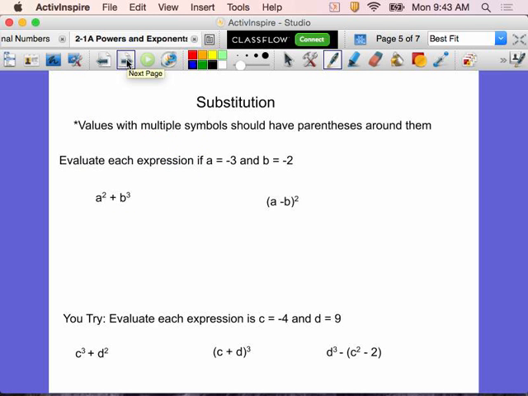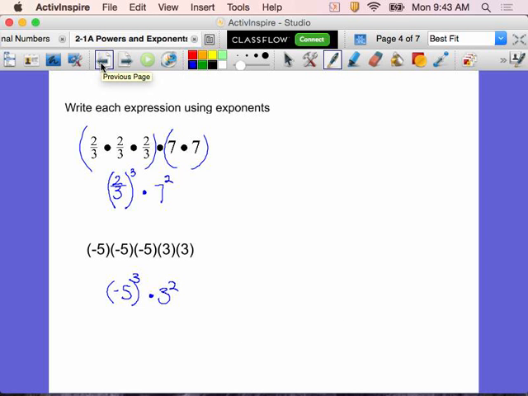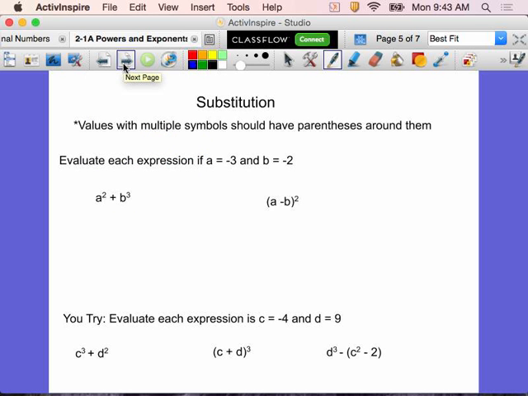Alright, so substitution is where you're going to be fine when you have these little easy problems like this. It's when you're applying it to a whole bunch of other things that you're going to run into problems. So make sure that you are careful of your parentheses. I'm going to do a couple of examples and then you're going to try a couple of examples.